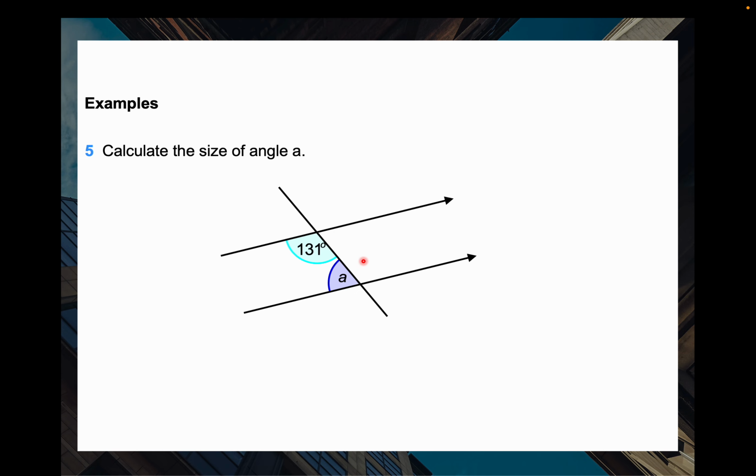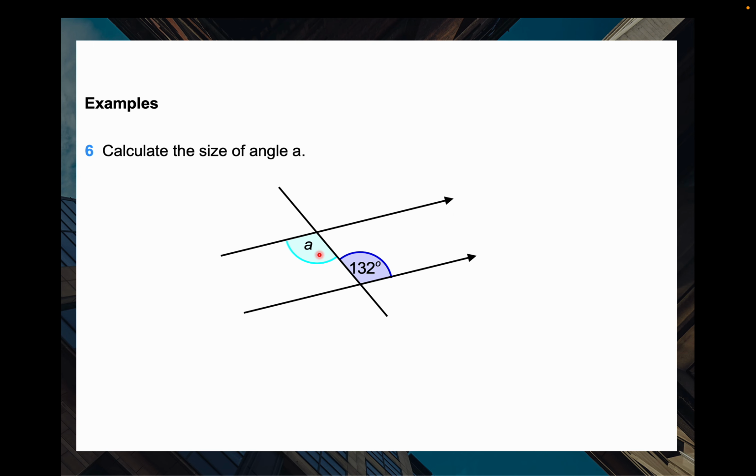What do we know? We do know that the one-sided interior angles add up to 180 degrees. So that means A plus 131 degrees will be 180 degrees. On parallel lines, we do know this property. So then we subtract 131 from both sides, and we have A equals 49.